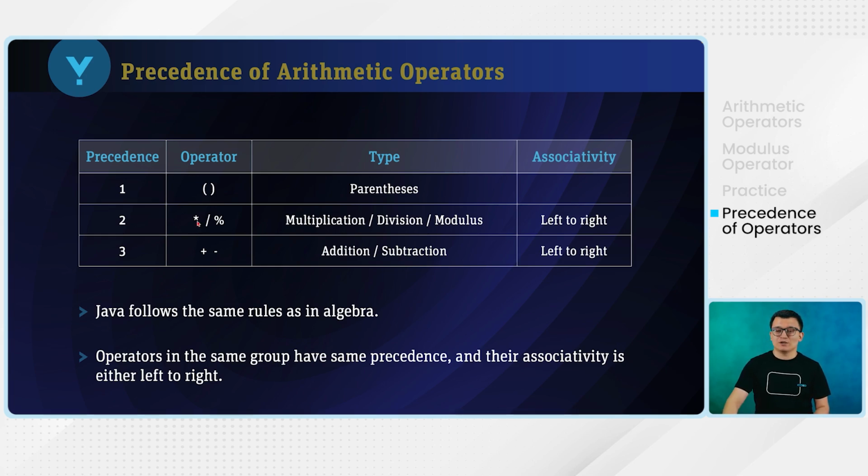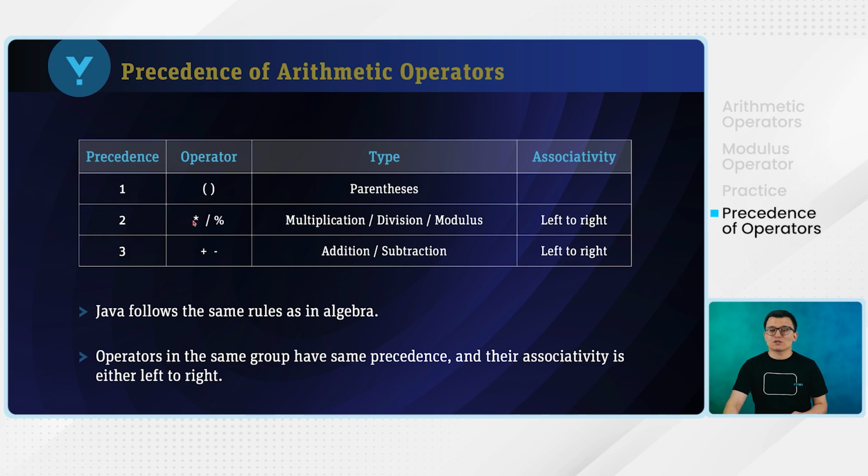And then next we have multiplication, division, and remainder. They have higher precedence than the addition and subtraction. So if a calculation includes multiplication, remainder, those operators, and also addition and subtraction, then those higher precedence operators need to be calculated first.